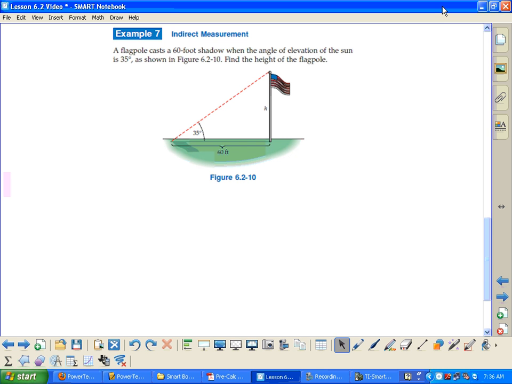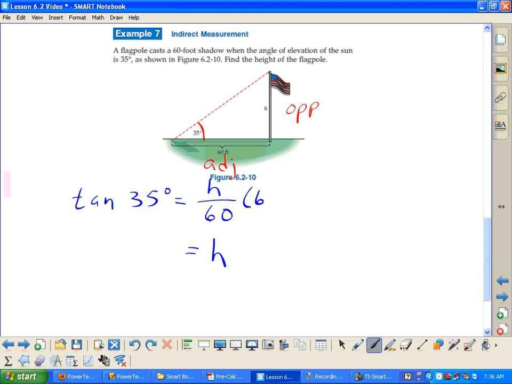Okay. So we need to look at, once again, which trig function we are using, so which parts do we know? In this case, if our 35-degree angle is here, then this is the adjacent side, and the height here would be the opposite. And so we're going to use tangent to find that height. So we would have the tangent of 35 degrees is equal to the opposite, which is h, over the adjacent, which is 60. So then we just multiply both sides by 60.